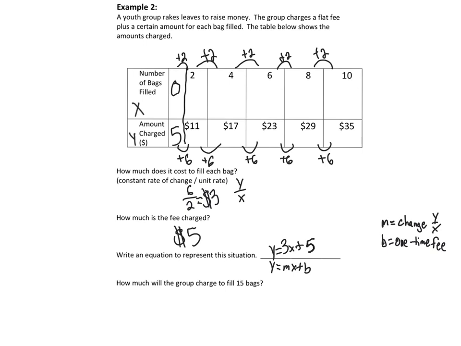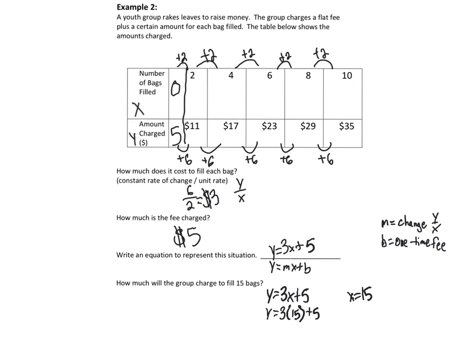Now the last question says, how much will the group charge to fill 15 bags? So we're going to use that equation to help us out. I'm going to rewrite it. Y equals 3x plus 5. Now since it gives us 15 bags, that's what our x is. So x gives us 15. We're going to plug that in the equation. So y equals 3, we're plugging 15 in right there for x, plus 5.